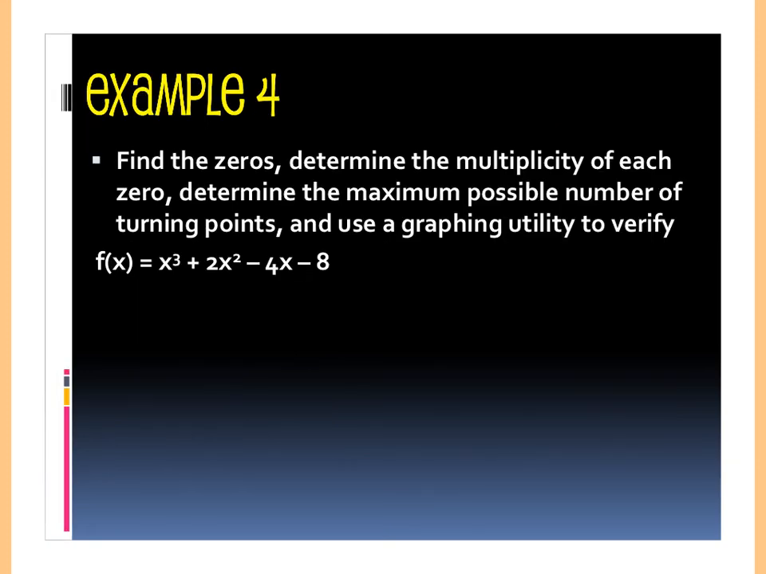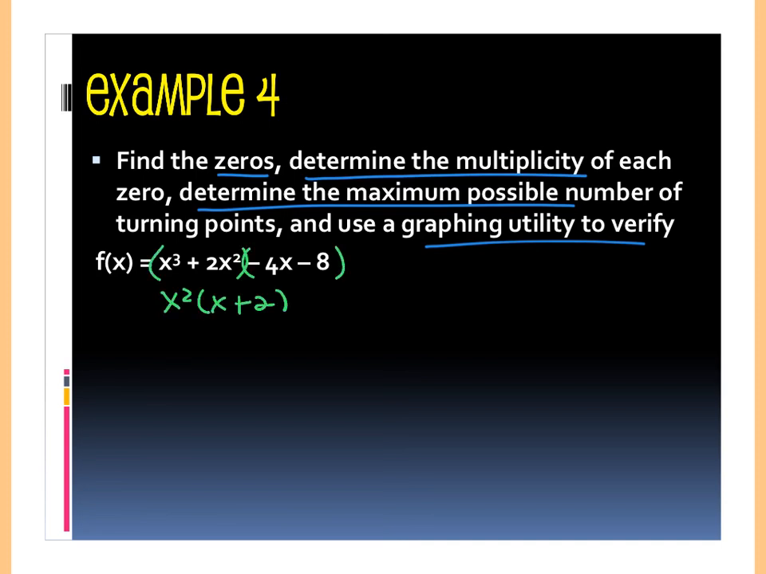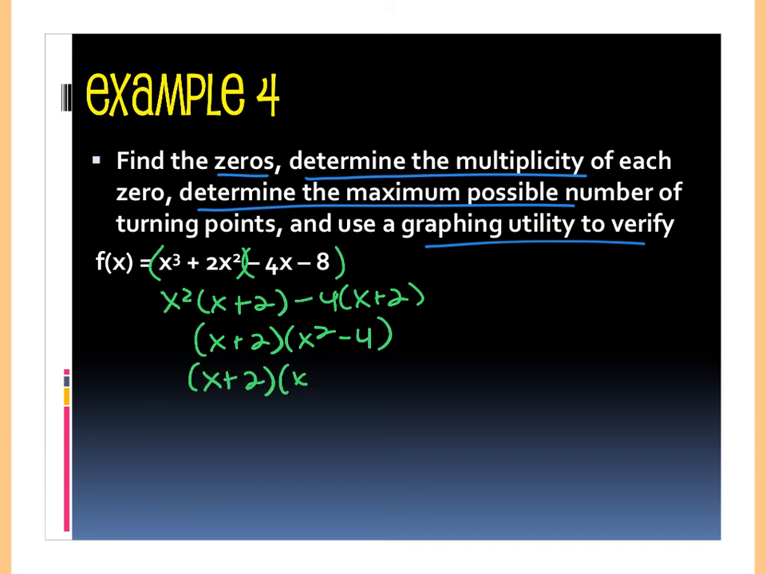Okay, we're going to get started on this question and then I'll let you go. This says, find the zeros, determine the multiplicity, determine the maximum number of turning points, and then use a graphing utility to verify. So we already found this, right? This is the one we grouped. We took out the x. So we already did this. That's why I'm going through it fast. We said x plus 2, x squared minus 4, and then we factored that one more time. And then we solved it.